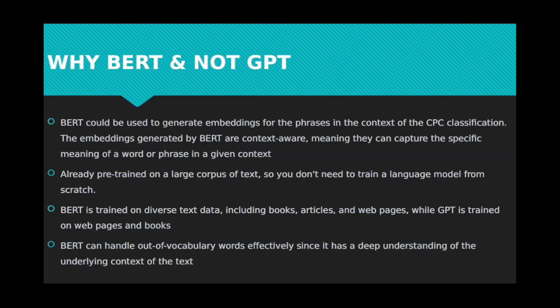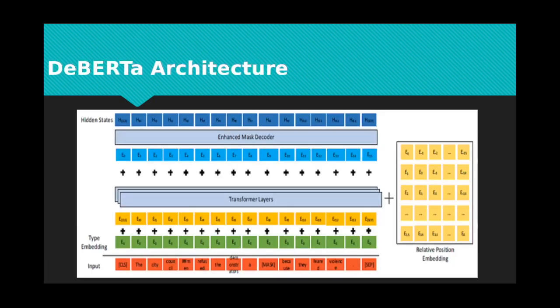So why BERT and not GPT? Because BERT can generate embeddings for phrases in the context of the CPC classification. The CPC classification was the context which the USPTO and the competition required us to work with, and BERT is somewhat context aware for that. It is also pre-trained on a large corpus of text, including patent words, which basically covers patent applications, not just in English, but throughout the world in different languages as well. It can also handle out-of-vocabulary words pretty effectively. That's a very big thing, especially in this context.